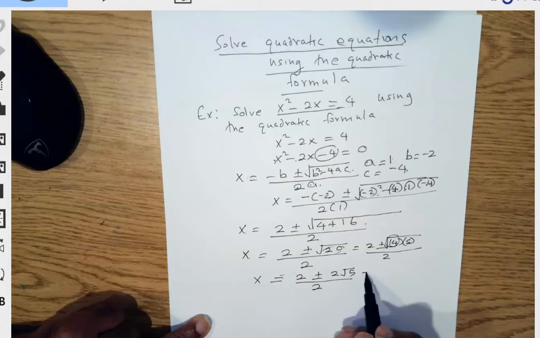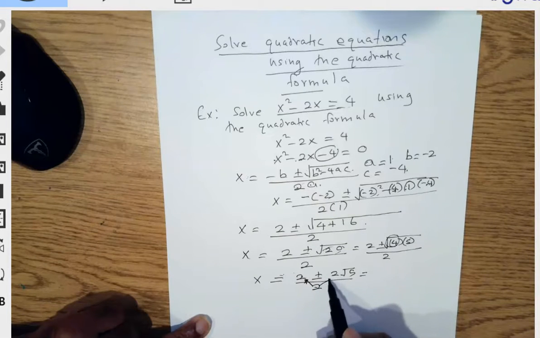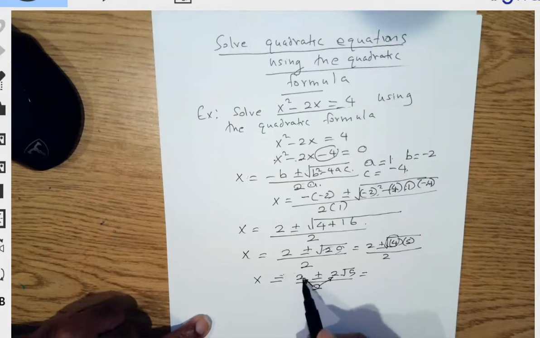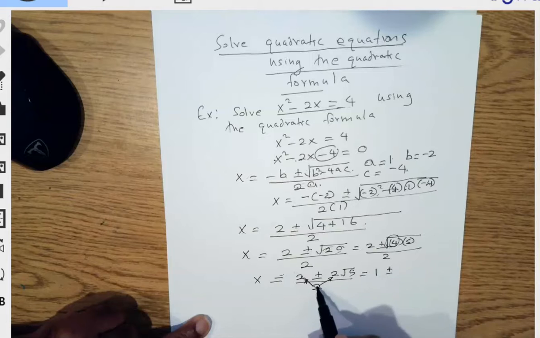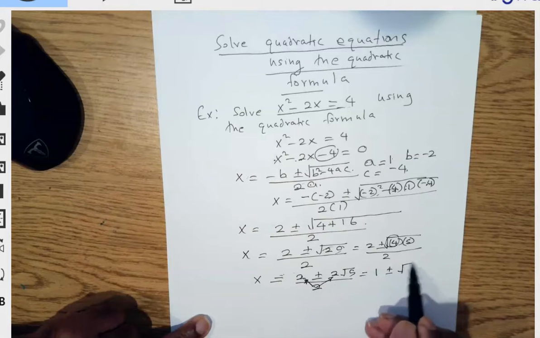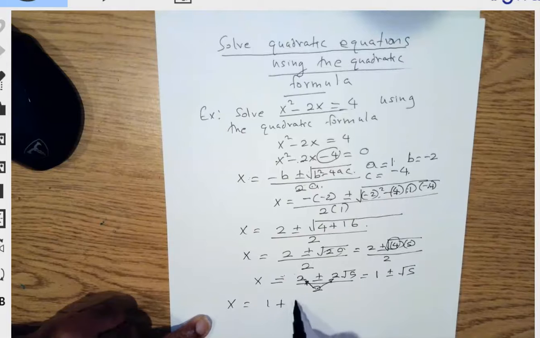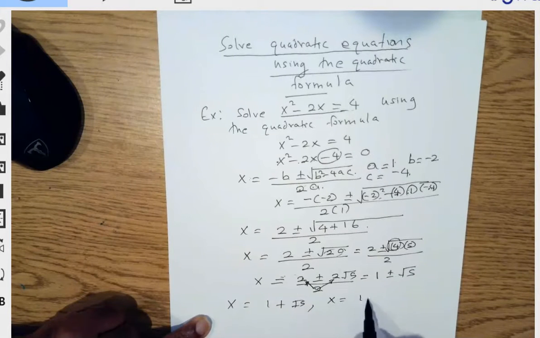And now students make a common mistake. When you divide by the 2, you've got to make sure you don't just divide this one term. You need to distribute the 2 into both, so you do both pieces. So 2 over 2 is 1, plus or minus, and then again 2 over 2 is 1, square root 5. So you get two solutions. x is equal to 1 plus square root 5 and x is equal to 1 minus square root 5.